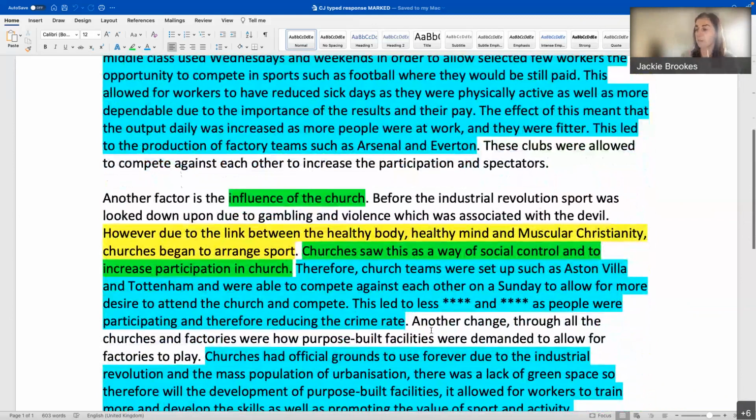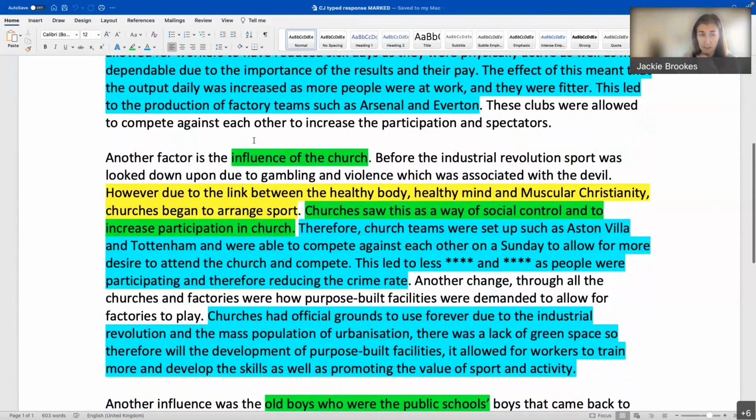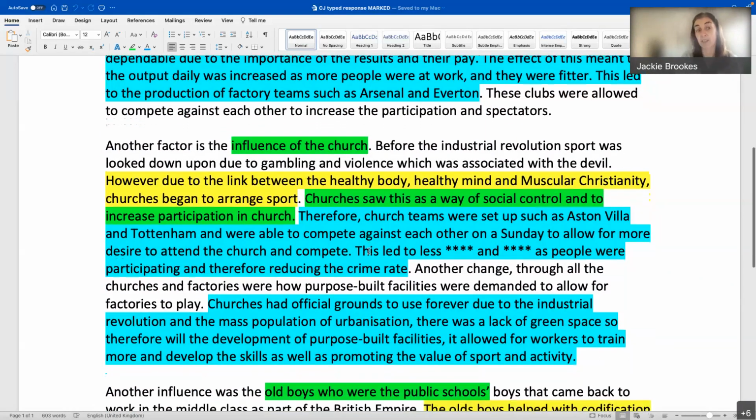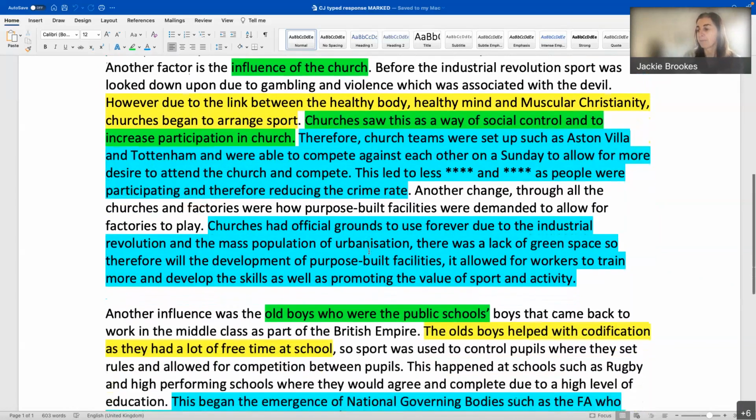Then he followed a similar approach for the influence of the church, one of the other changes. And you can see how little green there is, but how much blue there is. I know the school have allowed me to share this, and you're more than welcome to share that with your students. I think it's really reassuring for them to see how little green, but yet they've still accessed a really high mark because it's all around the AO3.